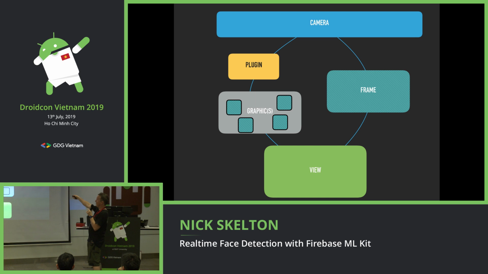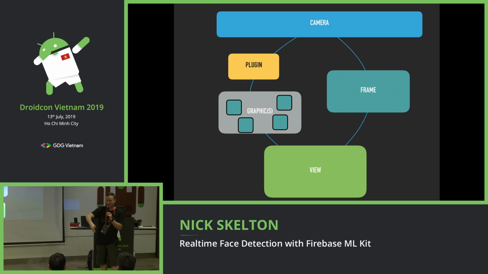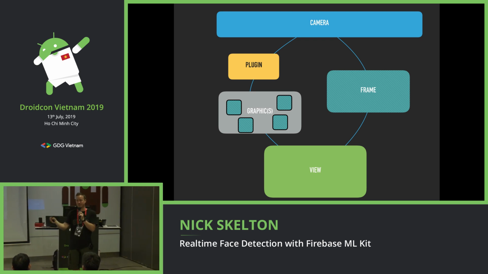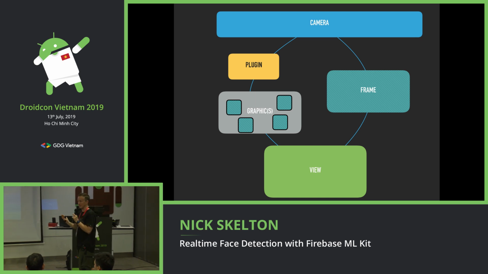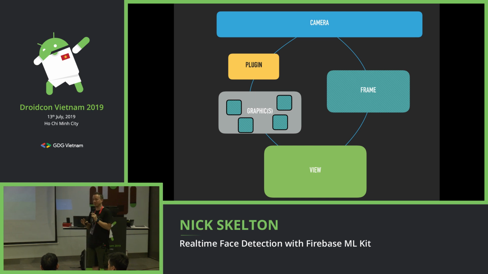Take it straight from the camera into the plugin, combine the frame and the graphics, and then put it on the view, right? In a serial line. So the view, all it's doing is just getting a bunch of bitmaps, right? That's the biggest performance tip I can give you.